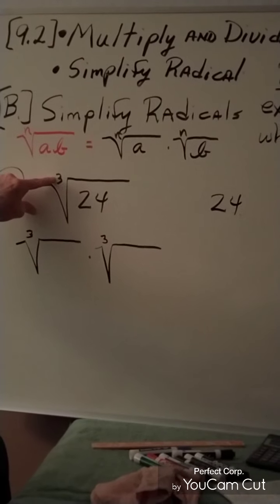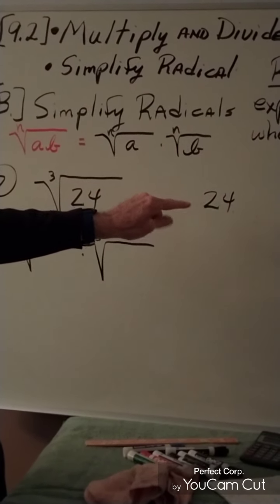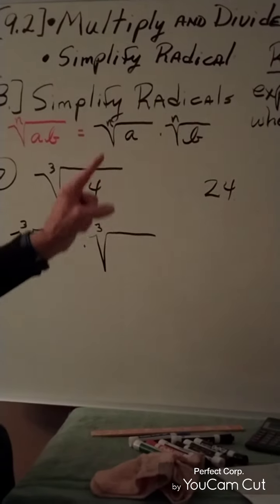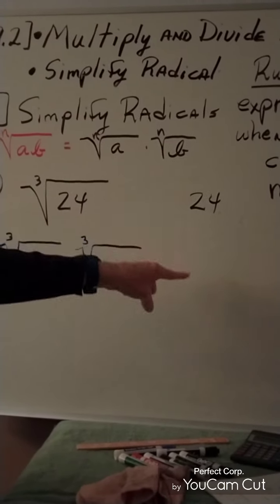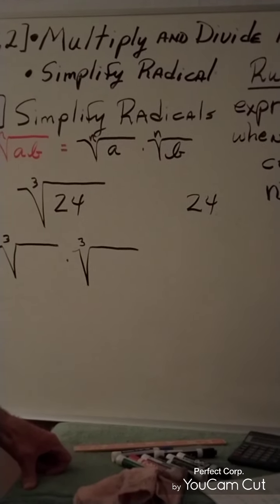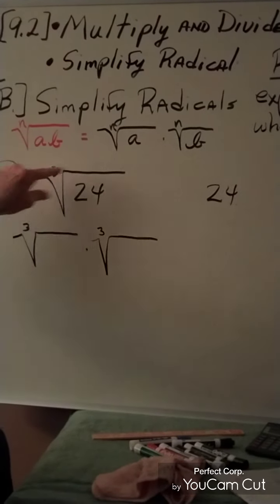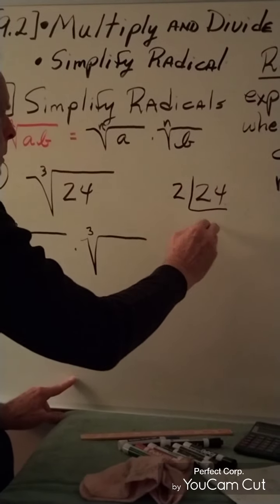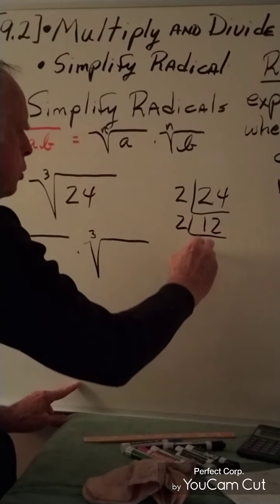Because the index is 3, when we prime factor 24, we are seeking the largest perfect cube factor that 24 has. So what are we going to have to see up here when we prime factor? 3 of a kind. 2, 2, 2.